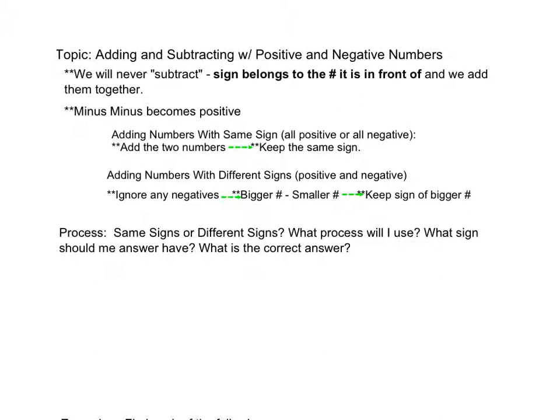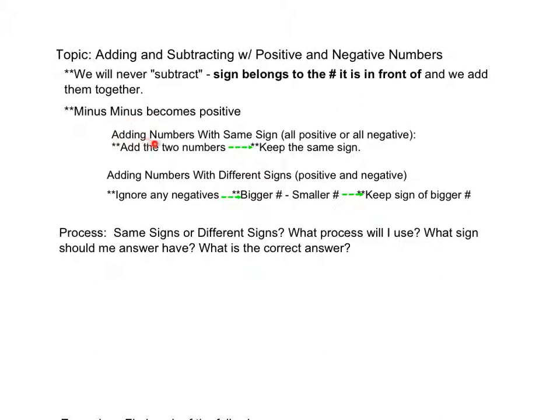So before I go into the rules on how you determine that, I want to point a couple things out. The first being that we're never going to subtract. We're always going to think of it as the sign belongs to the number it's in front of, and we're just going to add those two numbers together. And whenever we have two minuses in a row, we have to make those become a positive or become a plus. In fact, we have to do that before we even think about the sign belonging to the number it's in front of. That's always going to be our first step when we see that.